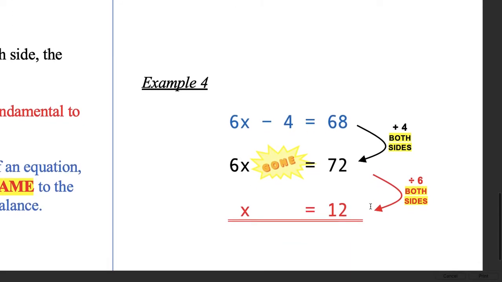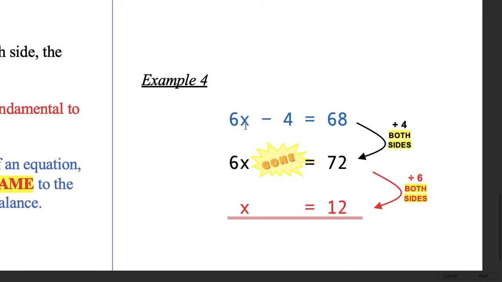Another example. 6x minus 4 equals 68. Again, I'd like to get the 6x bit on its own, so I need to get rid of the minus 4. I get rid of the minus 4 by adding 4. But because an equation is like a balance, whatever I do to one side, I have to do exactly the same to the other side. So I'm adding 4 to both sides. And that gives me 6x equals 72.